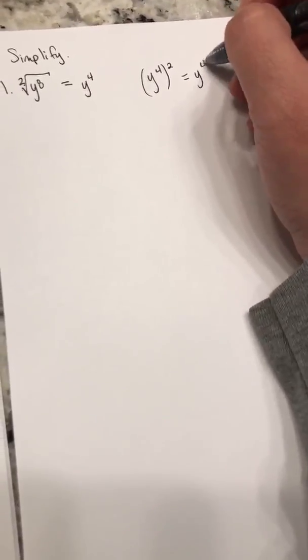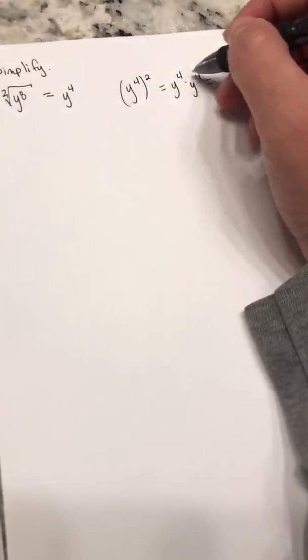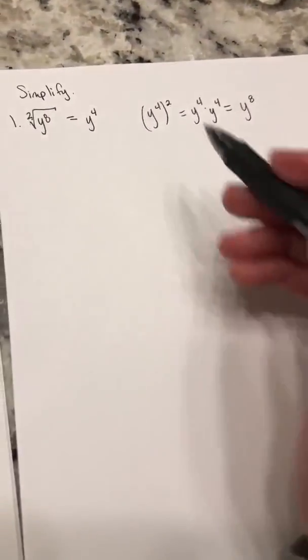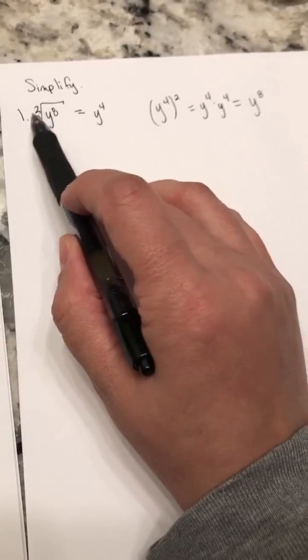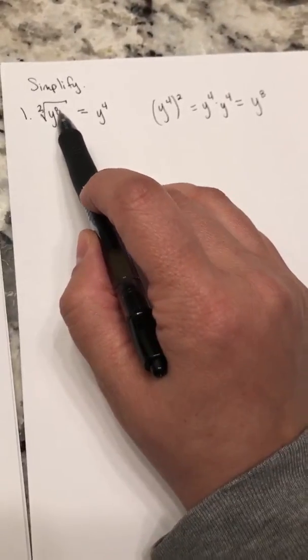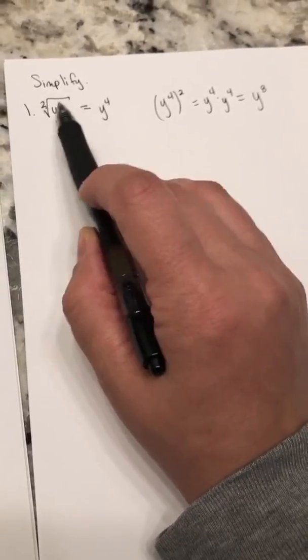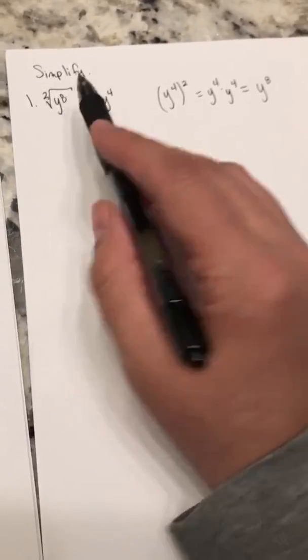Or you can think of it as y to the 4th times y to the 4th, whichever way you want to think about it, and then you add the exponents. Either way, you get y to the 8th. So for square roots, you just divide 2 into whatever the power is. So if it's even, it'll always come out, you won't have a radical left, but if it's odd, you'll always have 1 left on the inside, which we'll get to in just a minute.